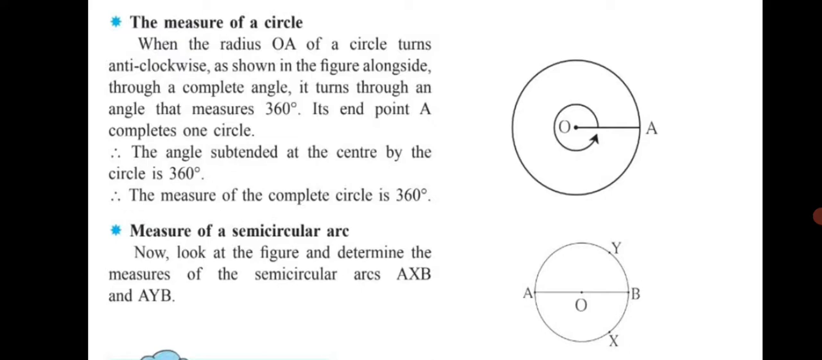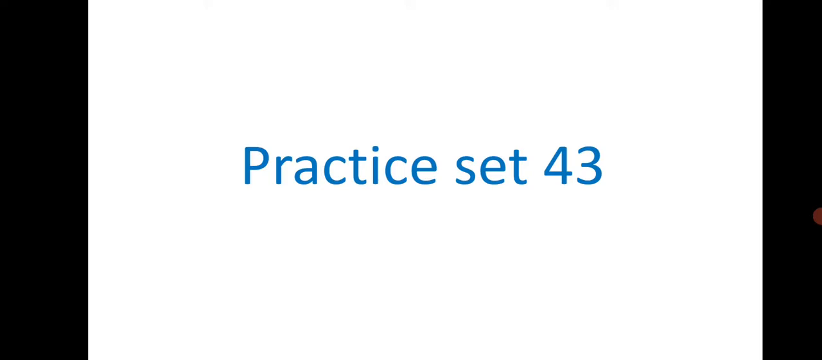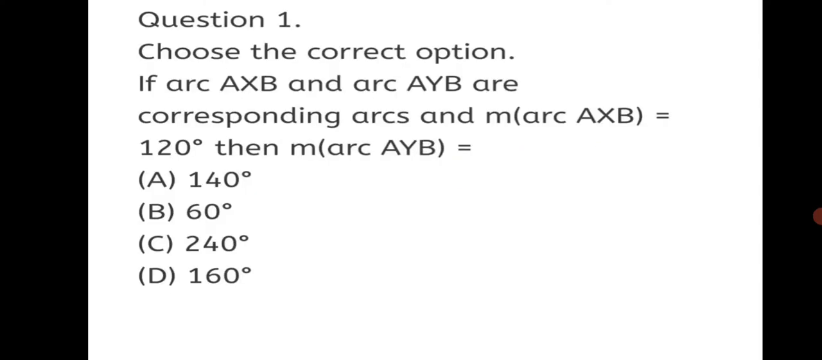Now let us solve practice set 43, which is based on the same concept, arcs of the circle. Question 1. Choose the correct option. If arc AXB and arc AYB are corresponding arcs and major arc AXB is equal to 120 degree, then major arc AYB is equal to dash. There are four options: 140 degree, 60 degree, 240 degree or 160 degree.